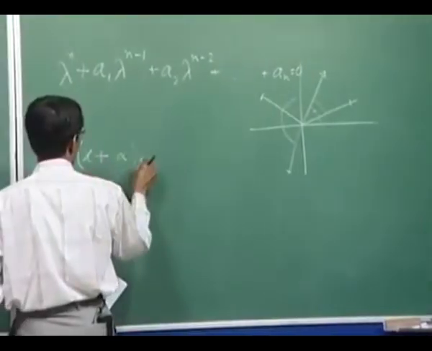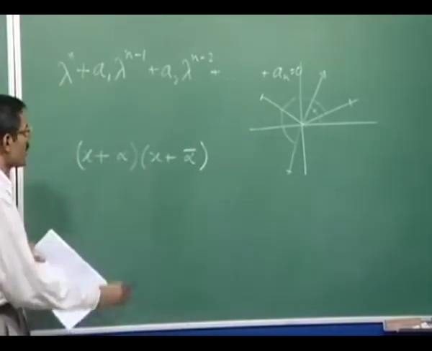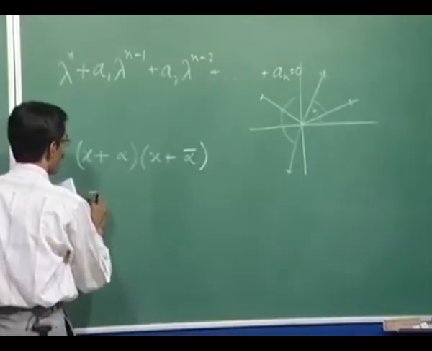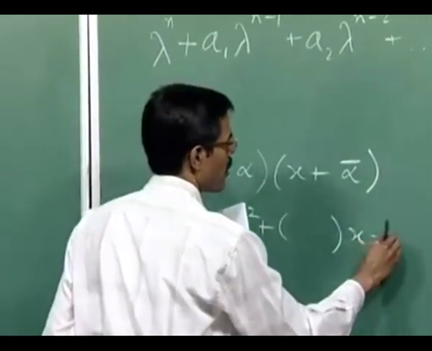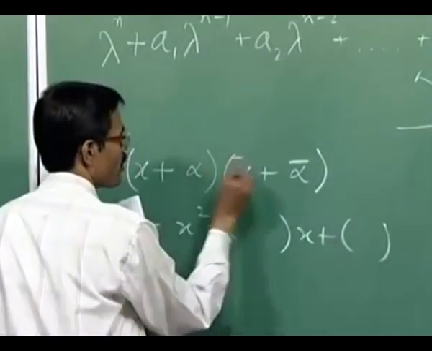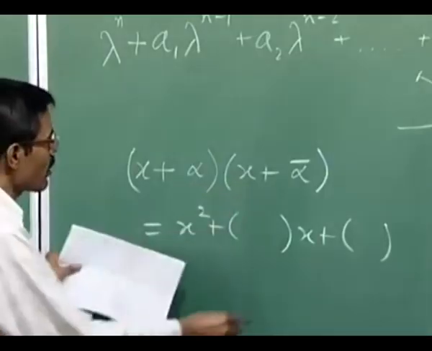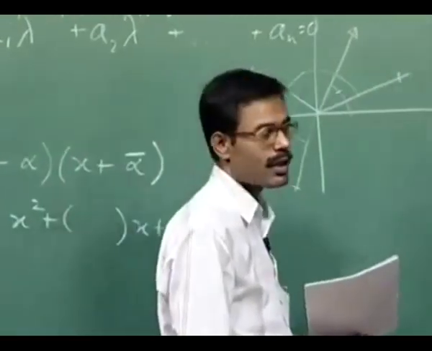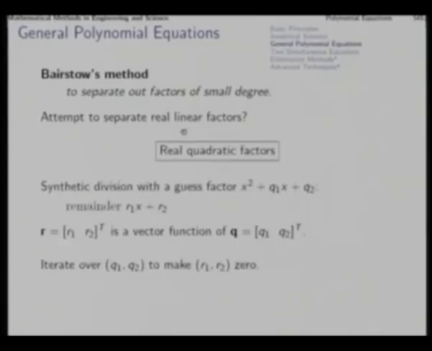factors, in which alpha and alpha bar are conjugate pairs, then the product gives you a polynomial in the form x square plus something x, this is real, plus something, this is also real. So the sum of the conjugate pairs is real, and the product is also real. Okay. So like that you will find. So this quadratic factor will certainly have real coefficients if the original polynomial has real coefficients. So we do not attempt to separate out real linear factors, but real quadratic factors.